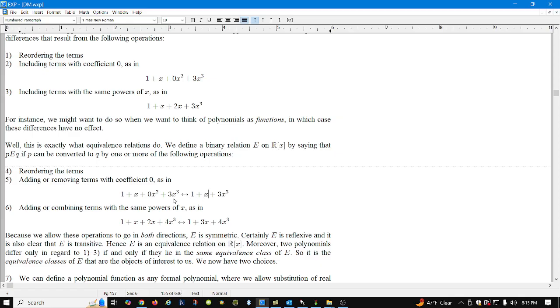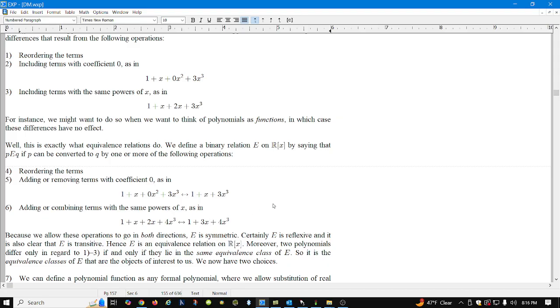So this polynomial and this polynomial, the only difference is that, depending on which way you look at it, we added a term with coefficient 0 or we removed a term with coefficient 0. Adding or combining terms of the same like powers of x. So this is really replaced by 3x.